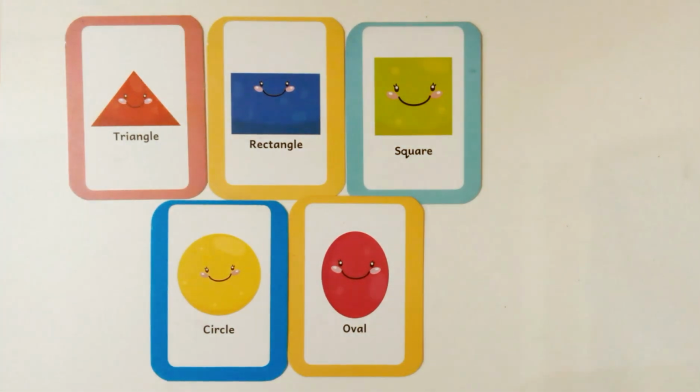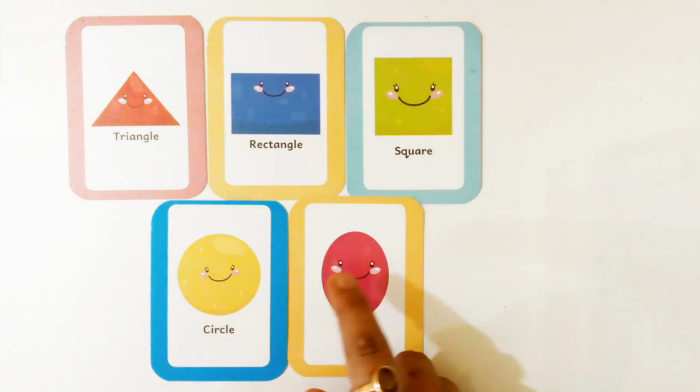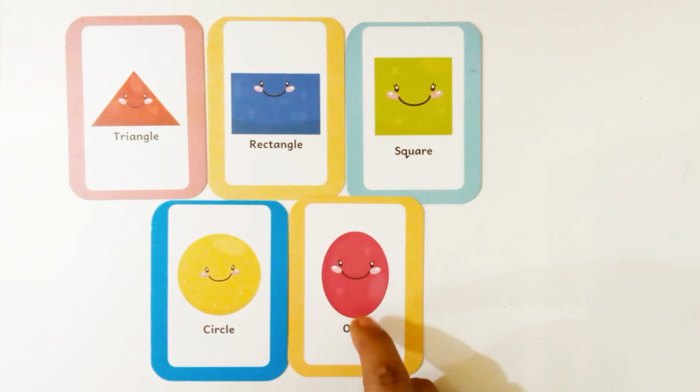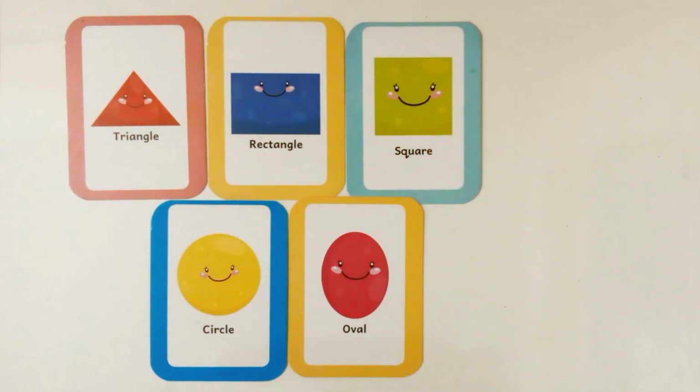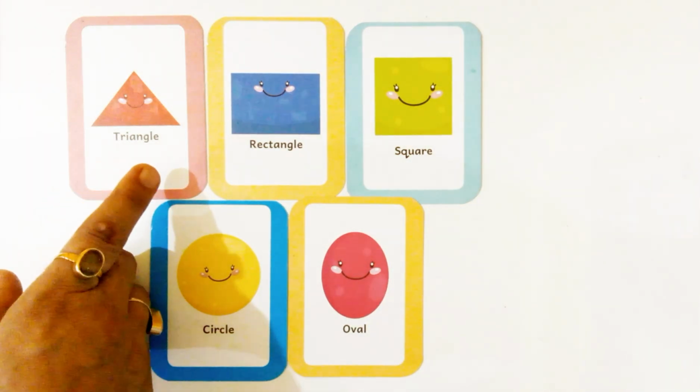O for oval. Oval has no sides. And the color is red color. T for triangle. Triangle.